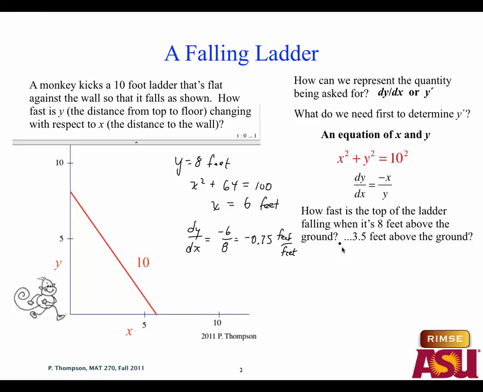Okay, so we got x and y and dy dx. So let's make a little table here. We wanted the rate of change, but we were only given y, right? And so how is it that we could get x? Well, we have this relationship that's always true about x and y. So we get x first, which is 6, and now we can set up dy dx. So when x was 6, y was 8, dy dx negative 0.75. Next, I said 3.5 feet above the ground. So which of these is 3.5?